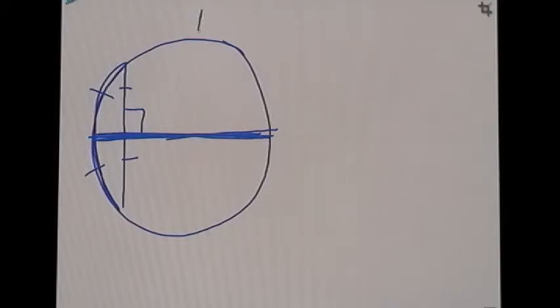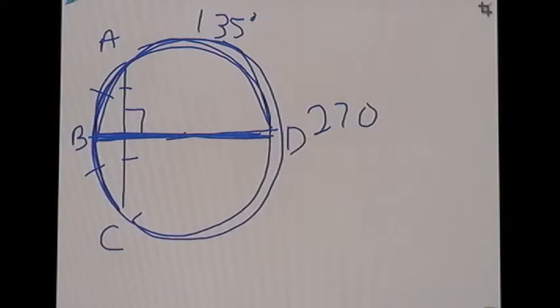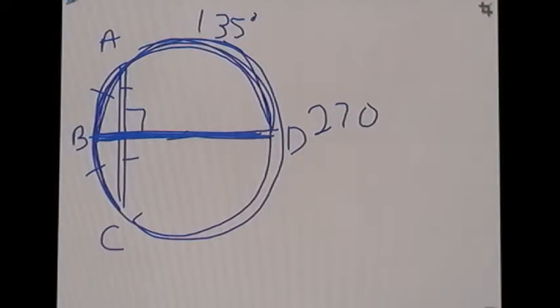Okay, and this is 135 degrees. So the whole thing all the way around here is 270, or another way of looking at it is this is 180. You're asked to give just AB. So this is A, B, C, and D. Even though we don't know that it's the diameter, we can tell that this is the diameter because it perpendicularly bisects this chord.